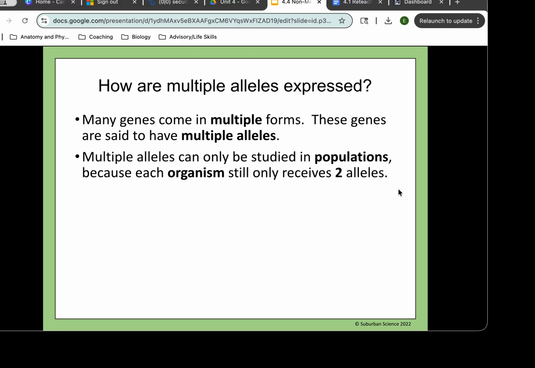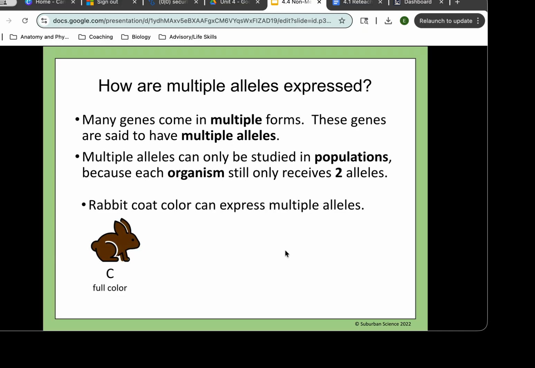But when we look at an entire population, say we looked at Oak Park, right, we see not only brunettes and blondes and redheads, we also see black hair and curly hair and straight hair and all of these things, right? We're able to see all of the ways that hair, being the gene, can show all those different alleles. So rabbit hair color is another example. We'll spend time in class talking about human blood type. So rabbit color has a whole spectrum.